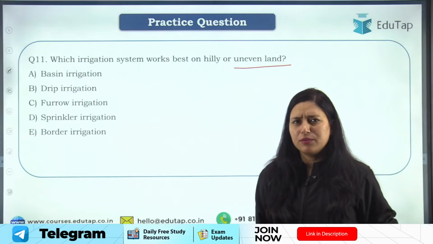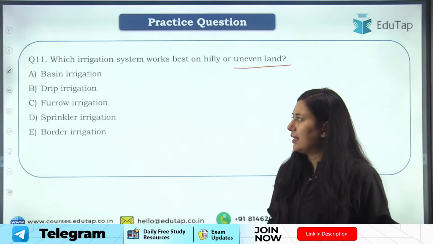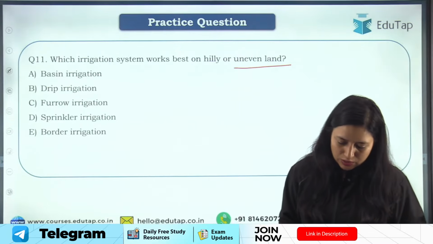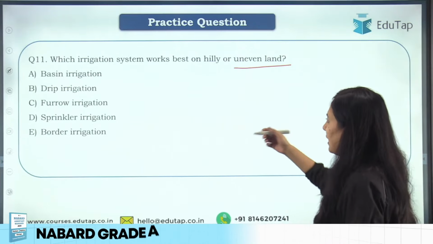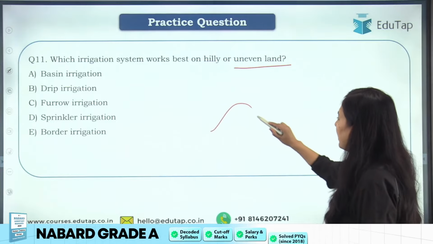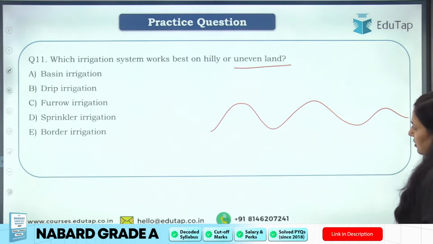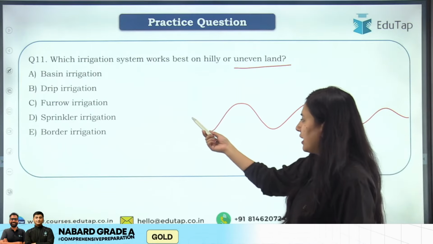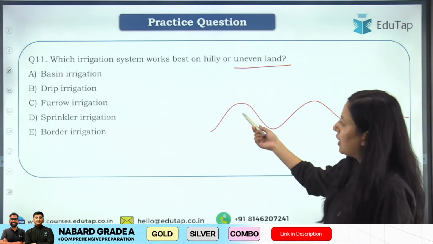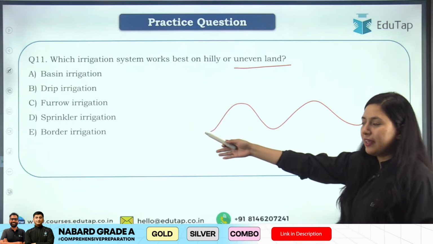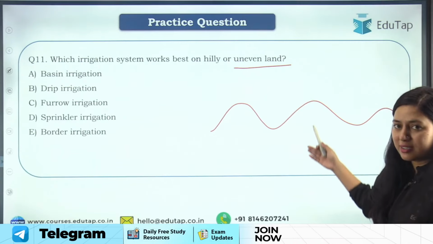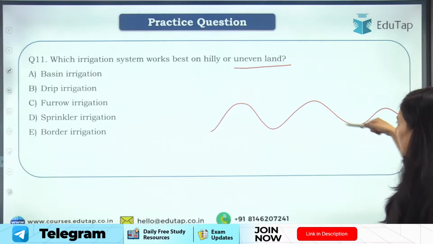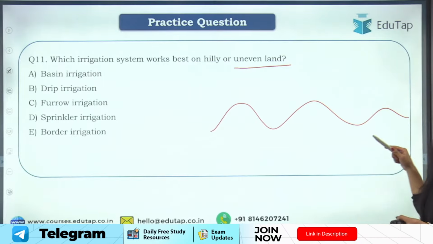ठीक है, I can see some confusion here. If you are saying B, if you are saying D. Okay, now ठीक है, चलो I'll give you a scenario. Now students, if we have this undulated land, ठीक है, इस तरीके की land है. Now if you go for any other kind of irrigation, what will happen? There will be some part of this land which will receive irrigation water and some part will not receive the irrigation water, right? Due to the undulated topography, right?